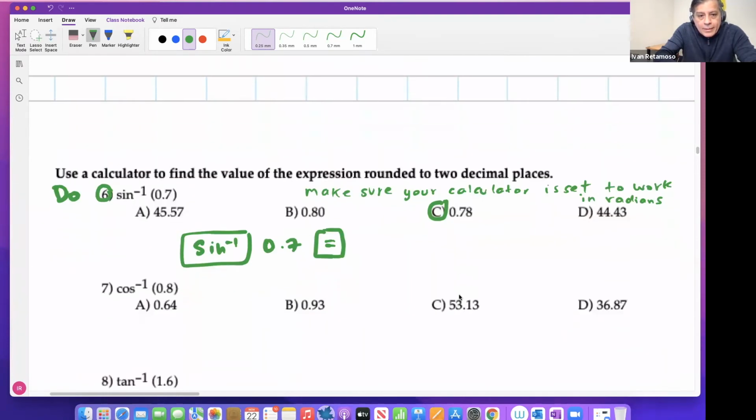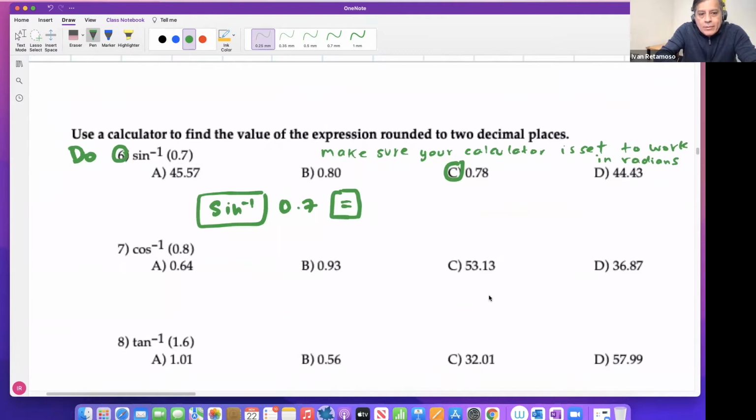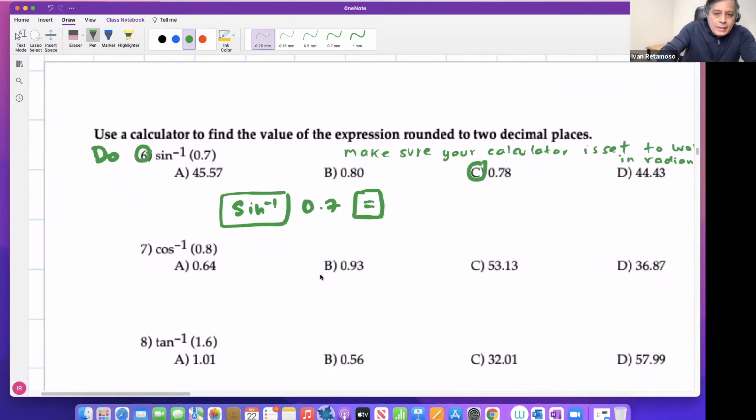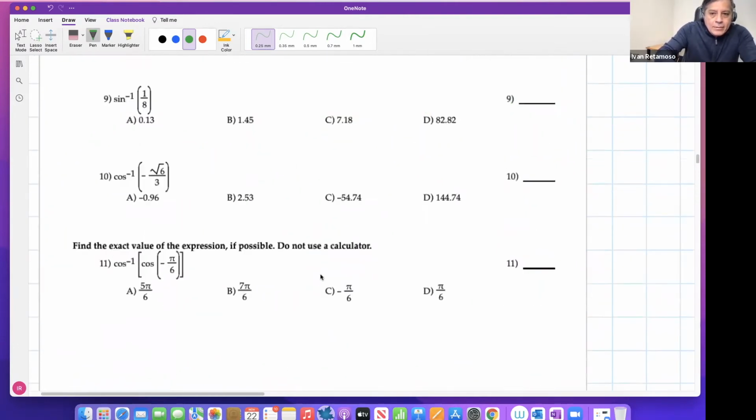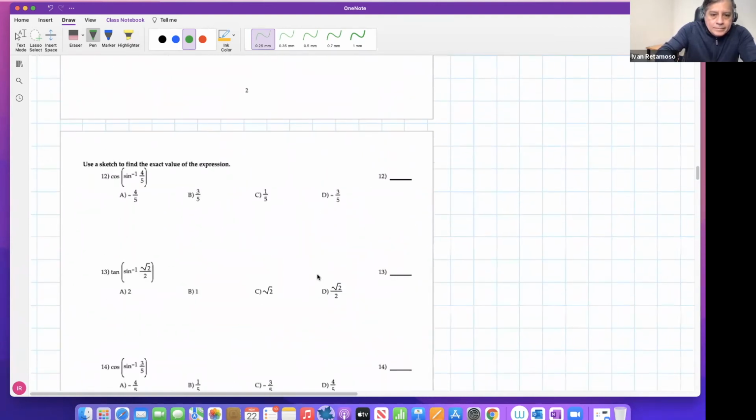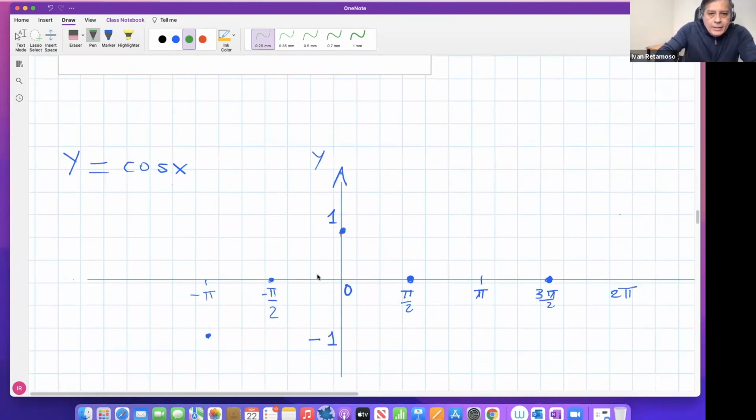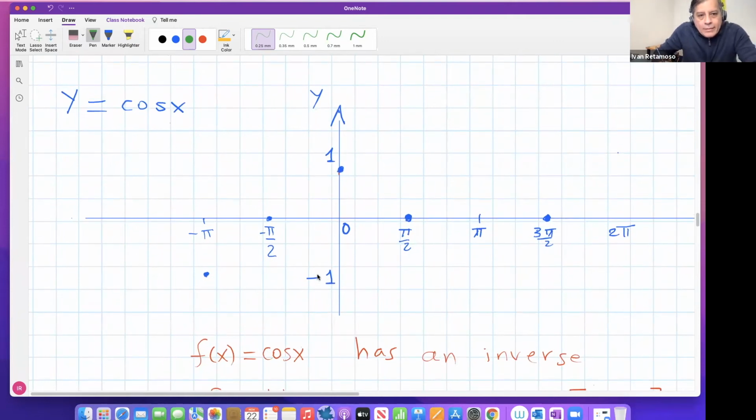All right, so now let's talk about cosine inverse. We talked about sine inverse. Let's talk about cosine inverse now. Remember the function y equals cosine of x. We saw it looks like a curve, a V, when graphed. So let's recall that. It looks like this.